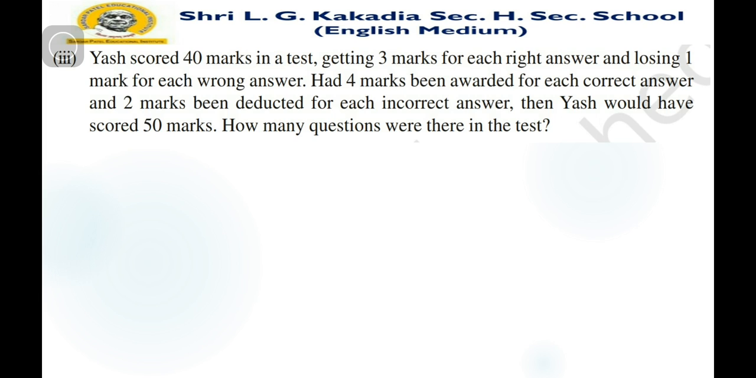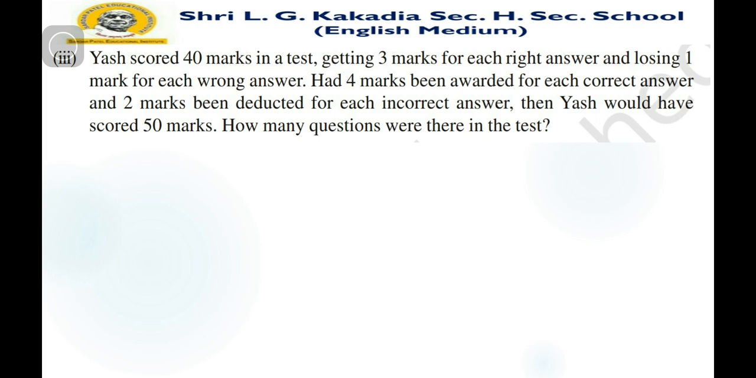Here it is given that there is a test with a score of 40 marks. If he gives a right answer, he gets 3 marks, and if there is a wrong answer, then he loses 1 mark, and the total marks is 40.